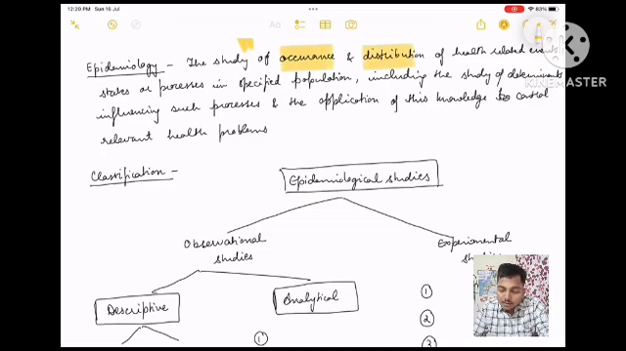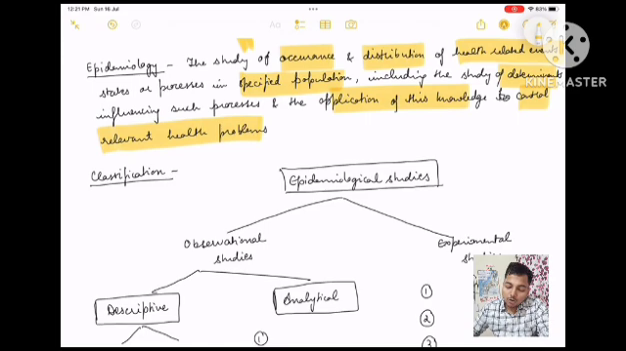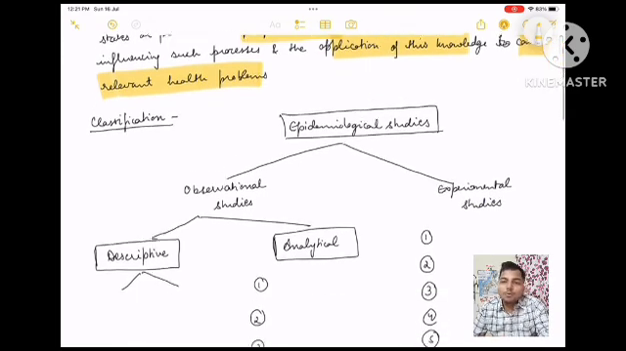Epidemiology is defined as the study of occurrence and distribution of health-related events, states and processes in a specified population, including the study of determinants influencing such processes, and then the application of this knowledge to control the relevant health problems. Now come on to the classification of epidemiological studies.